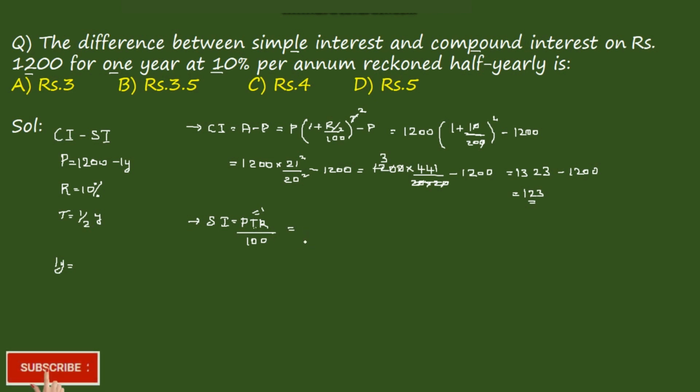So just substitute the values. We get 1200 into 1 into 10 by 100, right? The zeros get cancelled, becomes 120. Now we have to subtract both of them, right? Compound interest minus simple interest is equal to 123 minus 120, which is equal to 3. So the answer is option A.